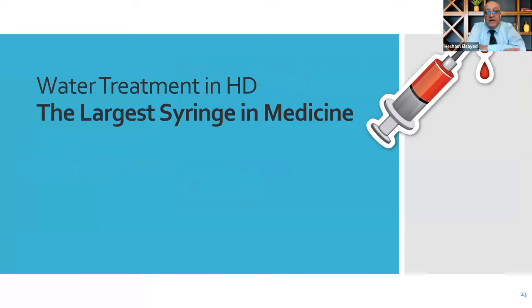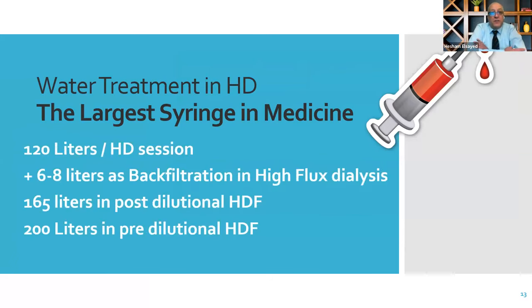Water treatment is crucial and critical in treating dialysis patients, not only in hemodiafiltration but even in high-flux hemodialysis. It is the largest syringe in medicine because a lot of fluid is injected into the patient directly. There are 120 liters in a hemodialysis session, 6 to 8 liters infused internally as backfiltration in high-flux dialysis, 165 liters in post-dilution hemodiafiltration where 25 liters are injected on the intravenous side, or 200 liters in pre-dilution hemodiafiltration, where 50 liters are injected prior to the dialyzer inlet. So a huge amount of water is coming to the patients.